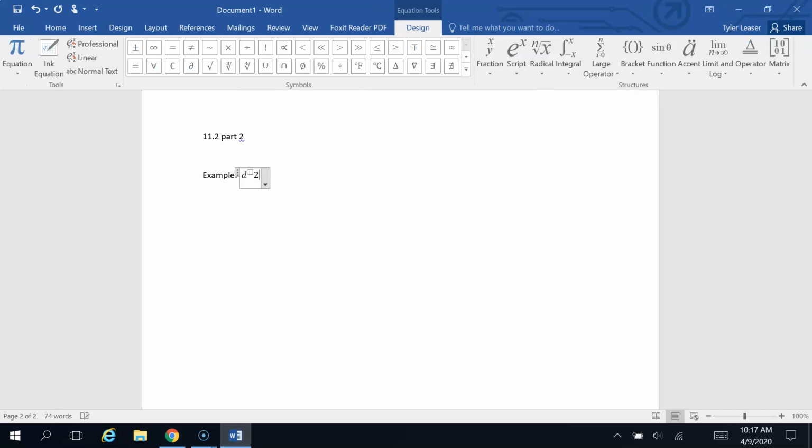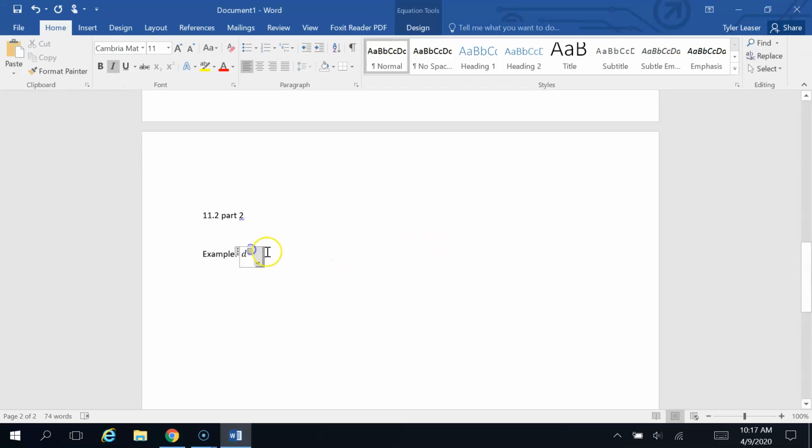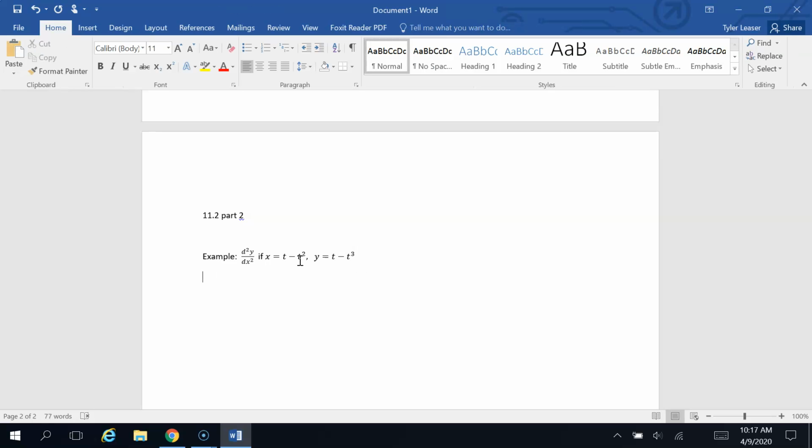It might say something like, find the second derivative of dy/dx. Let's say we're given the parameterization x is t minus t squared, y is t minus t cubed, and then we'll just assume that the interval is the whole number line, from negative infinity to infinity. So to find the second derivative, first we have to find the first derivative.